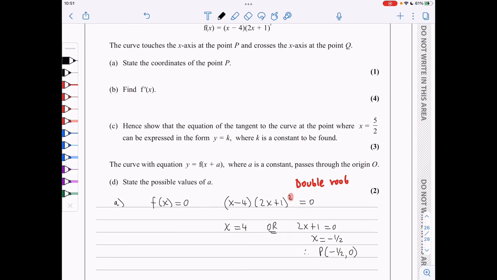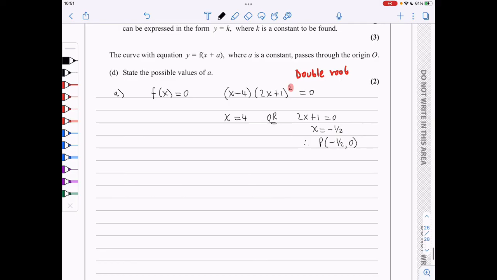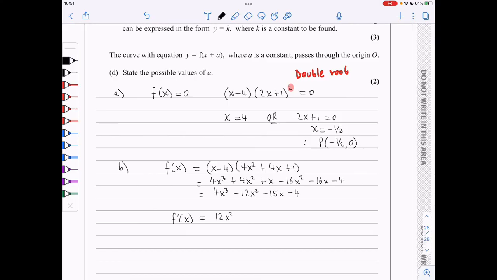In B, we need to find the derivative f dash of x. So I will actually start off by expanding f of x. It's x minus 4, and the expansion of 2x plus 1 all squared is 4x squared plus 4x plus 1, which upon further expansion will give me 4x cubed plus 4x squared plus x minus 16x squared minus 16x minus 4, which leads to 4x cubed minus 12x squared minus 15x minus 4. So f dash of x, I simply bring the power down, deducting 1 from the power, leading to 12x squared minus 24x minus 15.